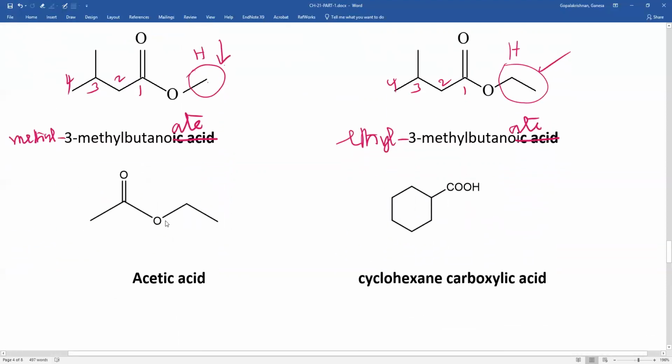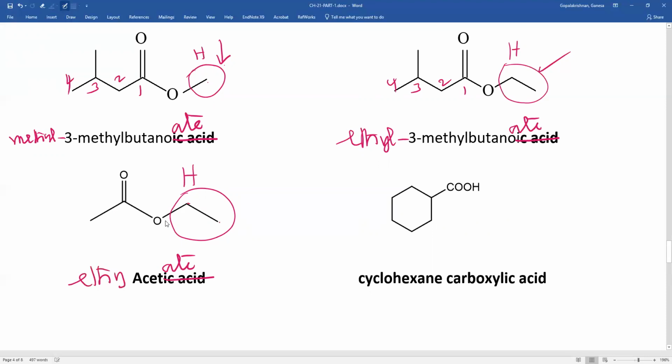In this case, I used a common name just for a change. You can use the IUPAC name. This has 2 carbons, so it is ethanoic acid, but I used actually a common name. So you see an acetic acid, and then OIC acid, you take ATE, acetate, and put this ethyl group here. So this is ethyl acetate.